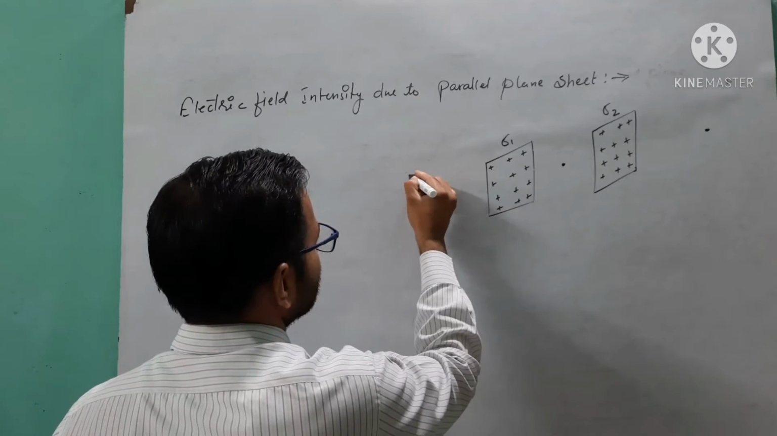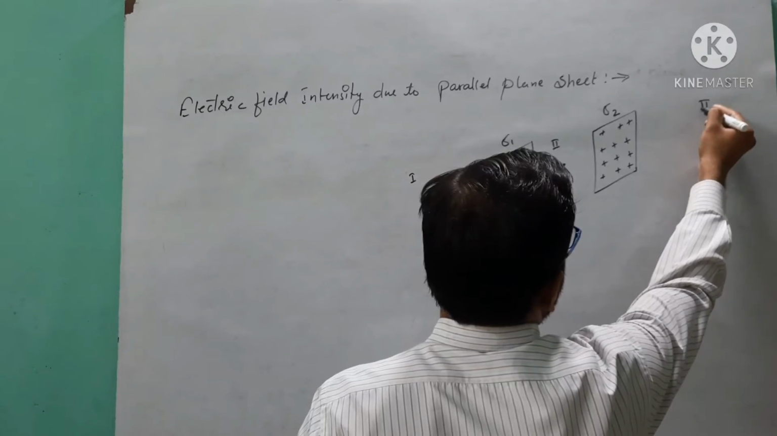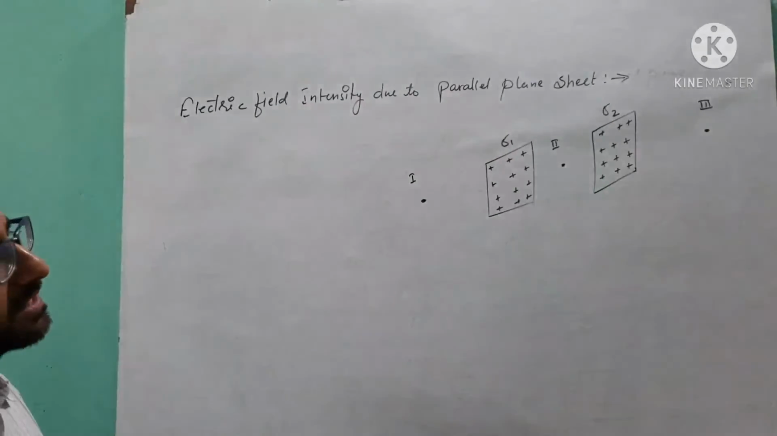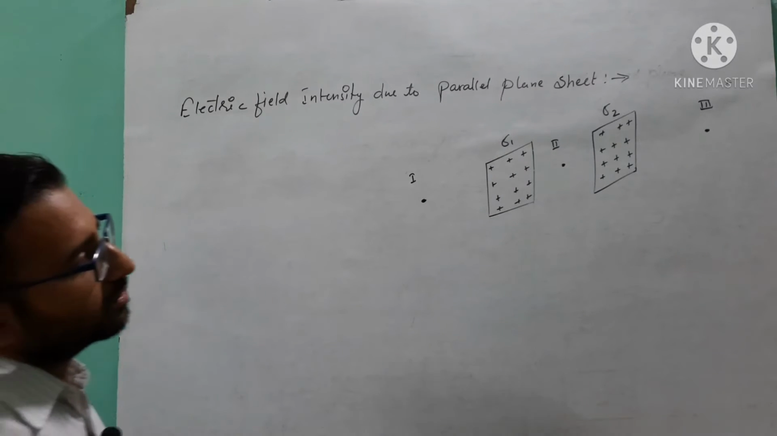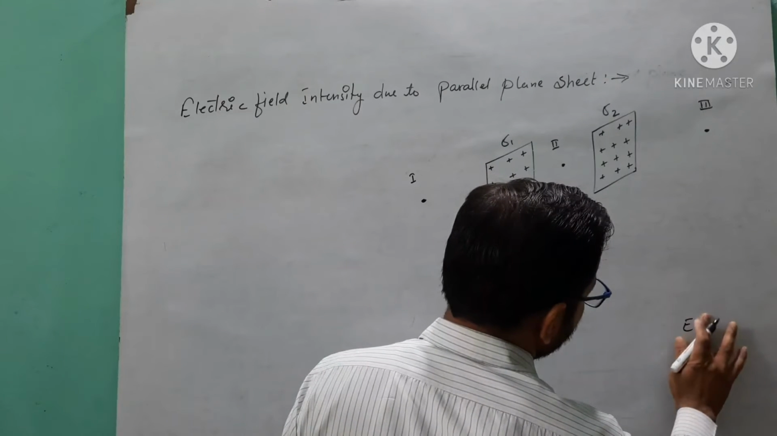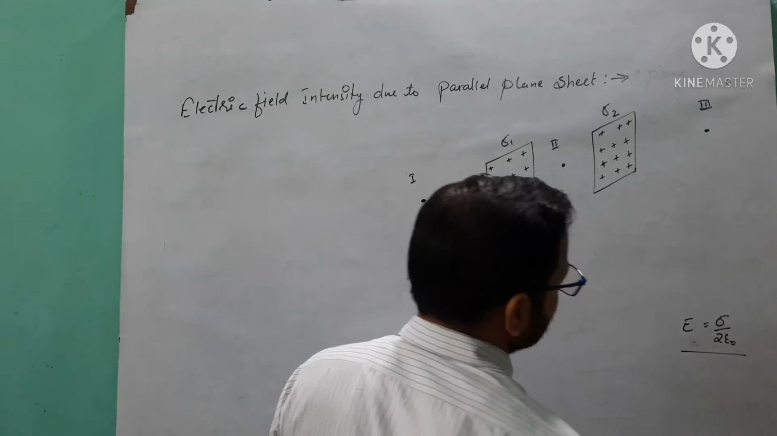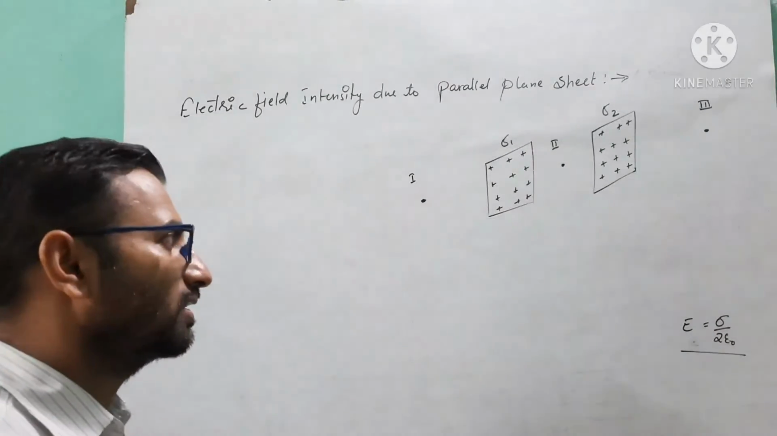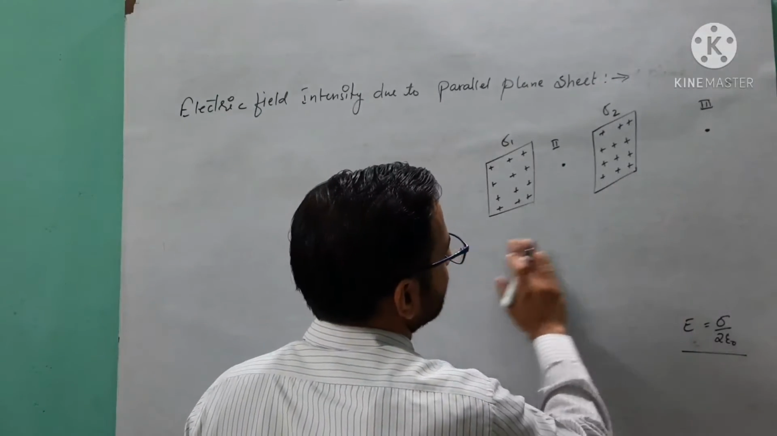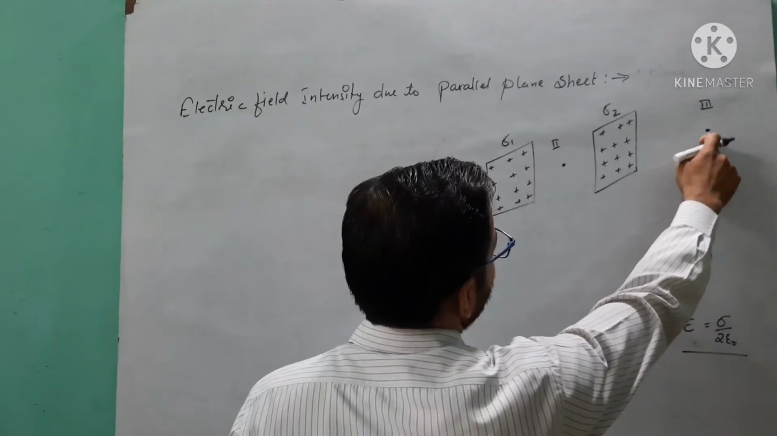So namely, this is region first, this is region second, this is region third. So we have three regions and this sheet is placed in vacuum. As we know from the previous derivation, the electric field E is equal to sigma over 2 epsilon naught due to a thin uniformly charged sheet. So here we have the same plane sheet in which we are calculating the electric field.